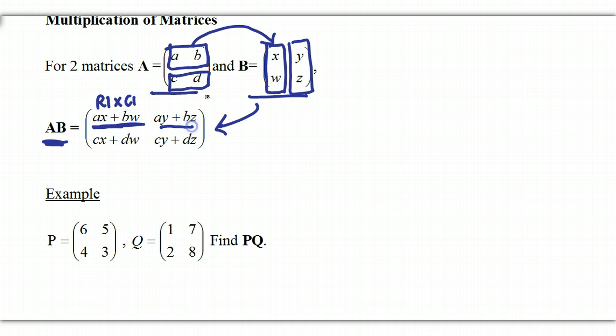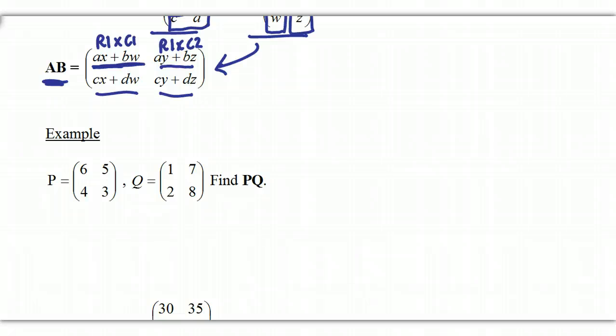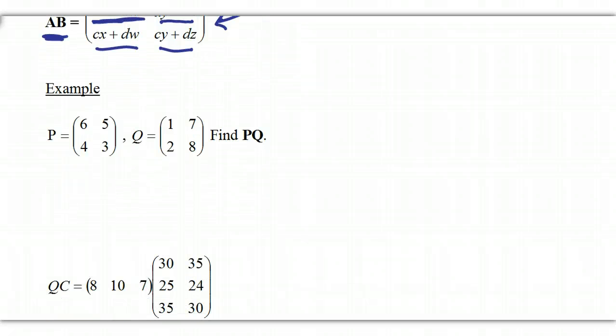This second element here is really the elements in the first row times the elements in the second column, and this corresponds to the position of the element. Note that this element is in the first row, second column, and you can see the same for the third and the fourth element. It may be a bit confusing using algebra, so let's use an example to try.